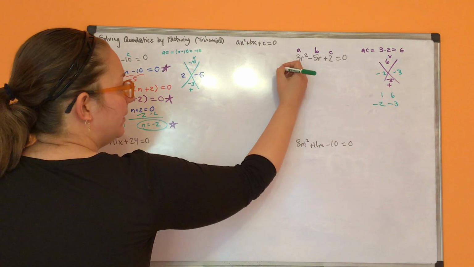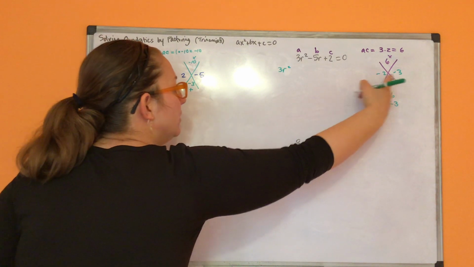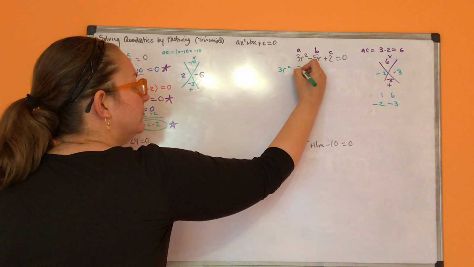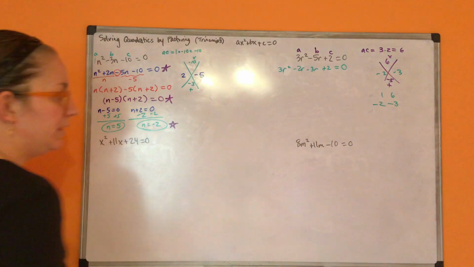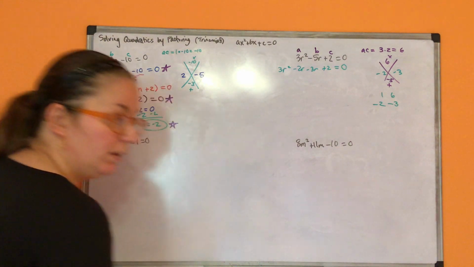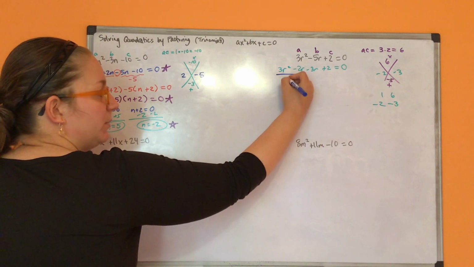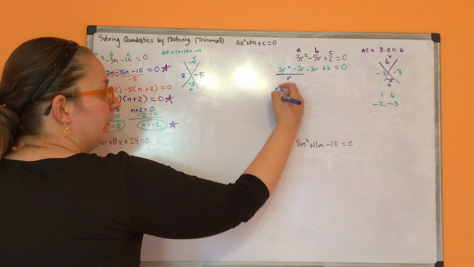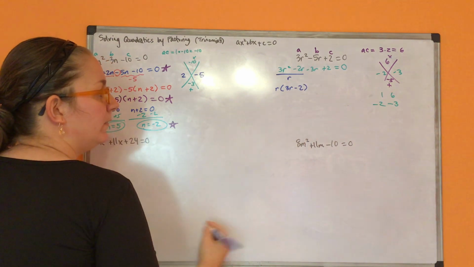Rewrite this left-hand side as 4 terms. So 3r squared stays the same, minus 2r minus 3r, plus 2 stays the same, equals 0 stays the same. Factor it by grouping. GCF, the first part is just r. When we divide by r, we get 3r minus 2.